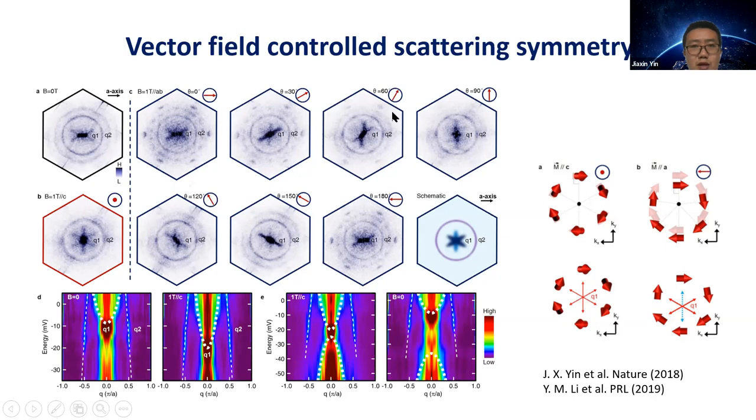If we further rotate the magnetic field in plane, we find that the quasi-particle interference near the small Q vector, this nematicity or anisotropy, follows the direction of the magnetic field. So this is good.